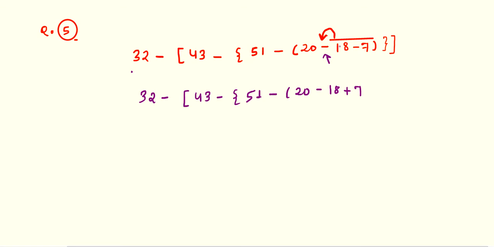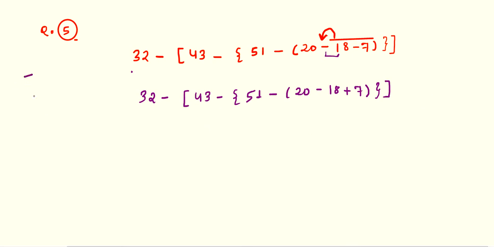But in this question before bar bracket we are having negative sign, so minus 18 first we have to write, then this minus 7 will be plus 7. Close small bracket, close curly bracket, then square bracket. Now our bar bracket is solved.